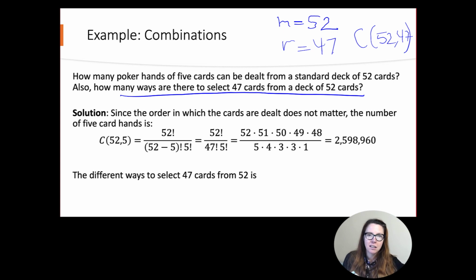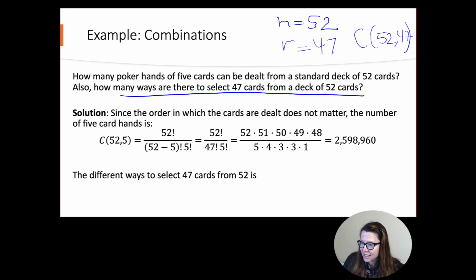And if you look at the formula, the reason is clear, right? N minus R factorial and R factorial in this scenario, they're flipped, but they're equal. So choosing not to pick 5 is the same as choosing to pick 47. And so the different ways to select 47 cards from 52 is C(52,47), but that is the same as saying choosing 5, C(52,5). And so we don't have to do the calculation.